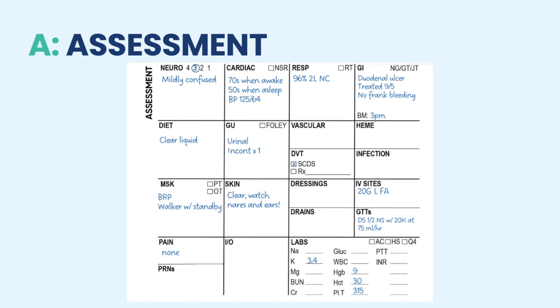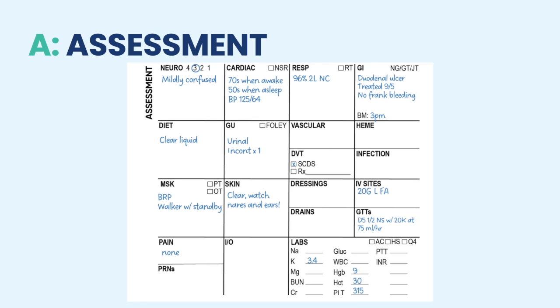And then we get into the GI issues, the diet, the genitourinary issues. There's also space to keep track of any information about their vascular status if they do have any vascular abnormalities, anything related to hematology and infection as well. And then also you see a space there for DVT. I want to keep track of how we're preventing DVT in this patient. This patient has their SCDs. Some patients will also have a prescription or an order for something like enoxaparin or heparin for their DVT prevention.